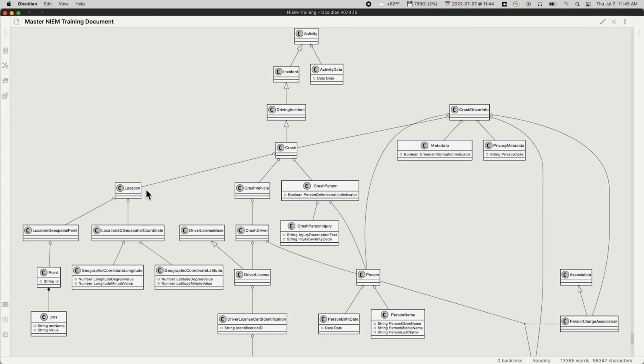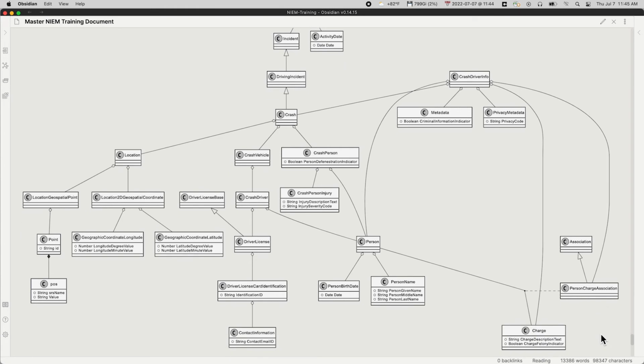But the crash had a location. Well, that's over here and broken down into a bunch of things. It's not just a string. It's actually a structure of stuff. You'll see an association over in the lower right that links the person and the charge together. You got the charge down at the bottom. So all those different things that we saw in the simpler diagram are all here.